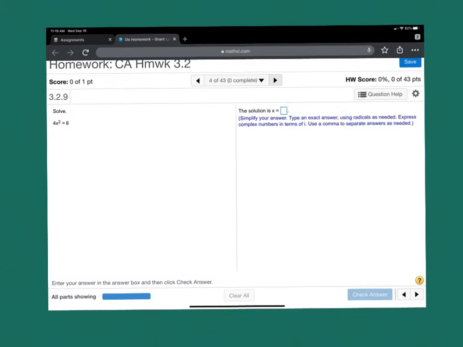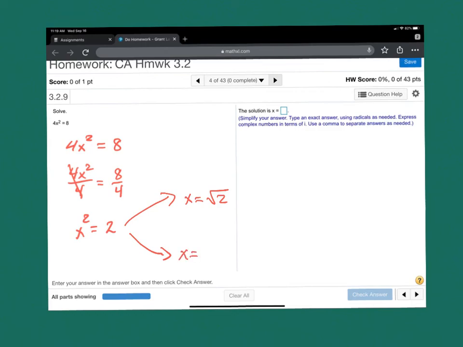How that would work: I isolate my square. So if I've got 4x squared is equal to 8, I'm going to divide both sides by 4. 8 divided by 4, so my 4's cancel on the left, and I get x squared is equal to 2. Now what your square root property is actually telling you is that I'm going to have two possible solutions, one where I have the positive square root of 2, and the other where I have negative square root of 2.